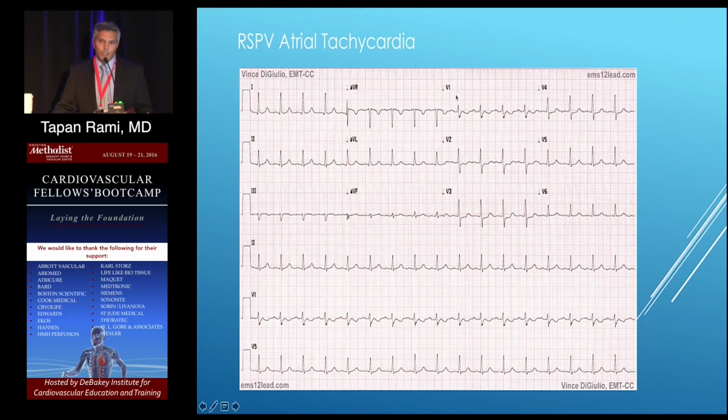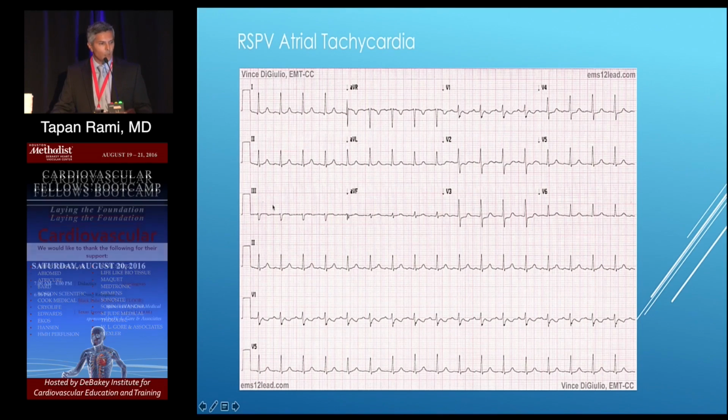So when I look at an EKG, I'm looking at the P wave morphology. I'm looking for a terminal deflection in V1. I'm looking at if it's positive in the inferior leads, and then I'm also looking at AVR and AVL, seeing, if it's sinus in origin, AVR should be negative.